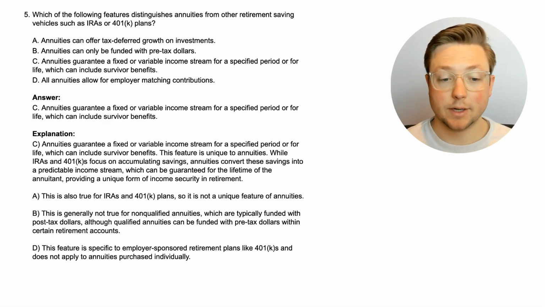Now let's look at the other answers. A, which says annuities can offer tax-deferred growth on investments. That's actually also true for IRAs and 401k plans, so it's not that unique of a feature for annuities. B says that annuities can only be funded with pre-tax dollars. This is generally not true for non-qualified annuities, which are typically funded with post-tax dollars. Although qualified annuities can be funded with pre-tax dollars within certain retirement accounts, you're probably dealing with non-qualified a lot of the time.